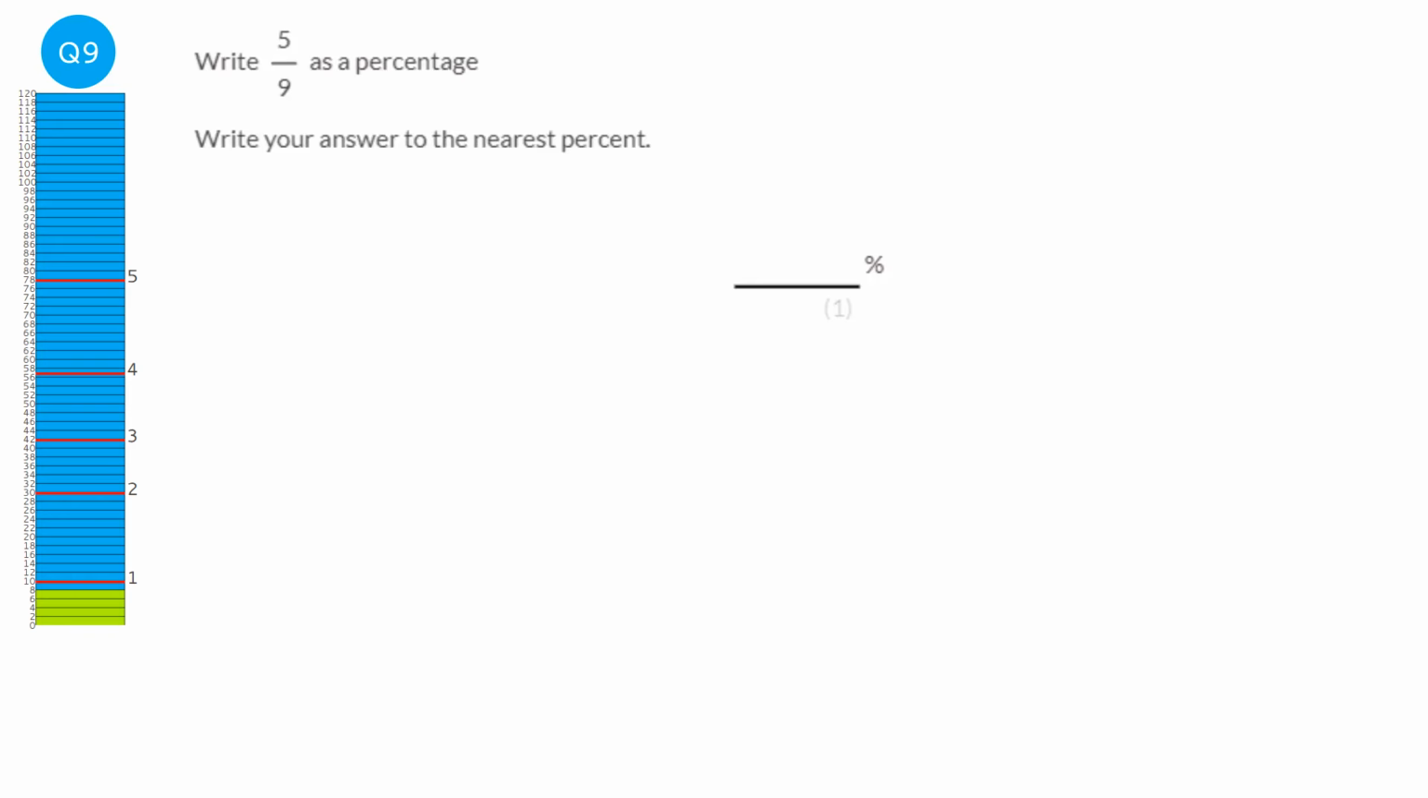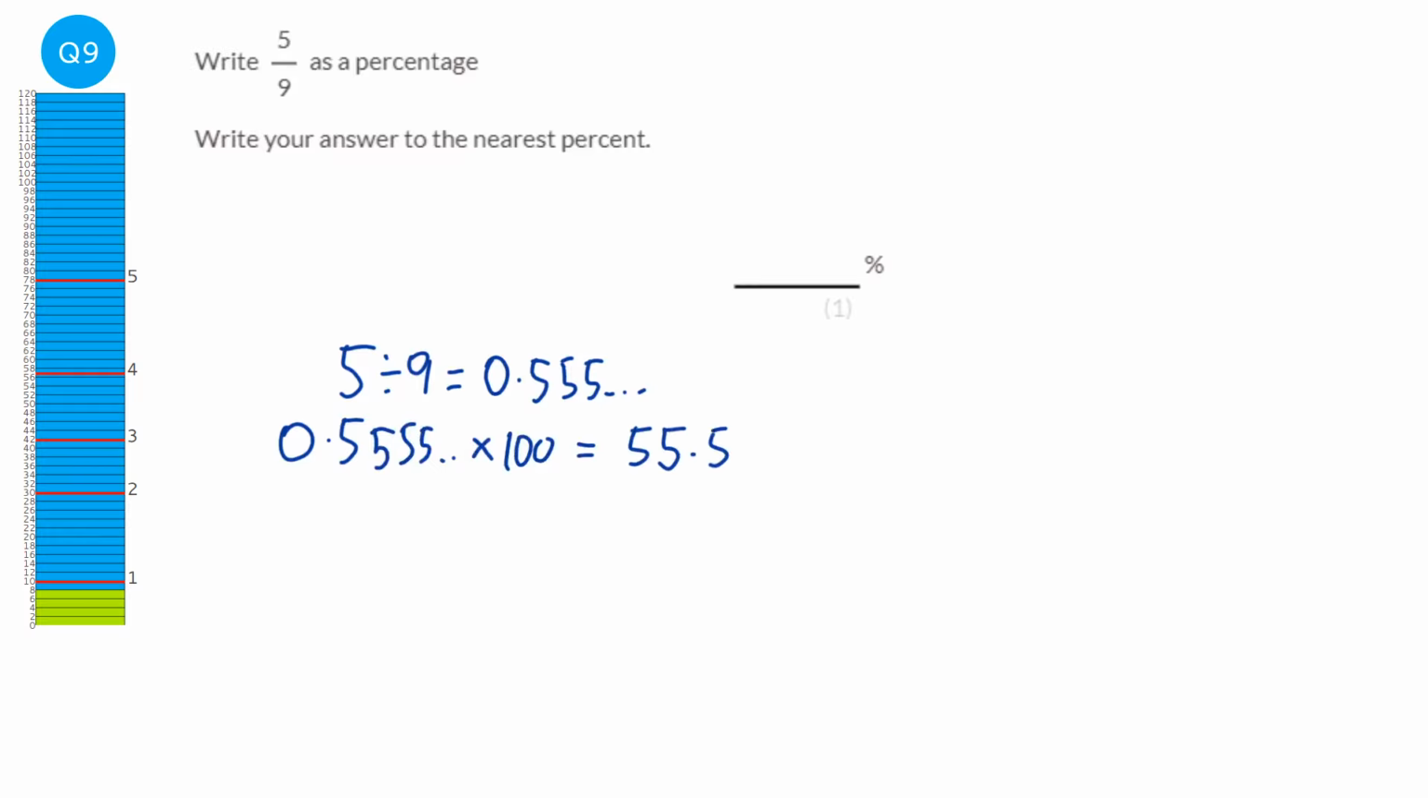So we're going to start by writing 5 over 9 as a decimal. And to do that we just need to do 5 divided by 9, which will be 0.5 recurring. And to convert between a decimal and a percentage, we just times by 100. So we're going to get that 0.5 recurring, and we're going to times it by 100, and that will equal 55.555 recurring. And to the nearest percent, that's going to be 56, because that 5 will move that 5 up by 1.